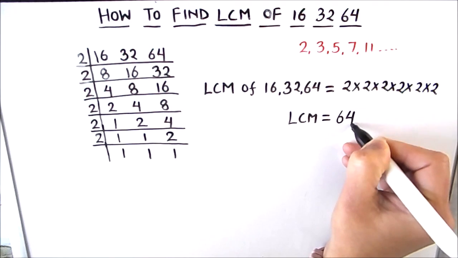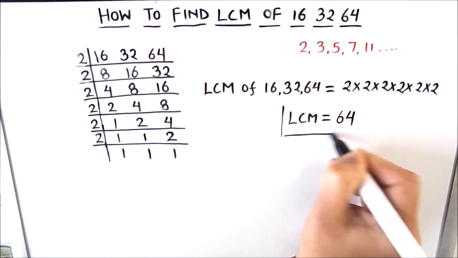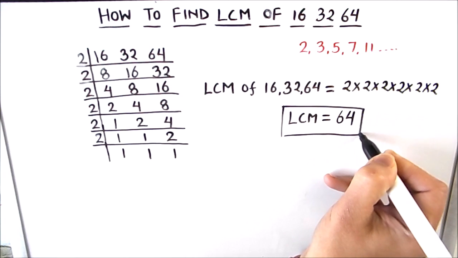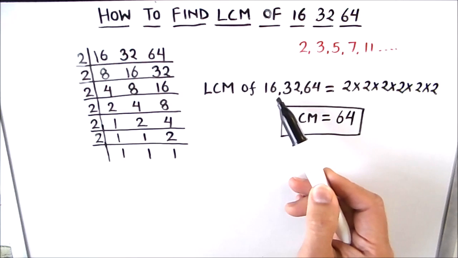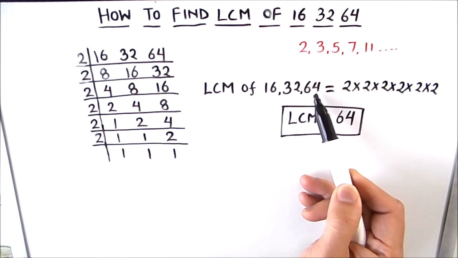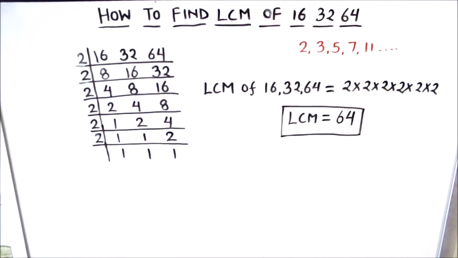So the LCM of the three numbers 16, 32 and 64 is 64. That means this is the least number which is fully divisible by 16, 32 and 64. So this is how, by using the prime factorization method, we can find the LCM of any number.